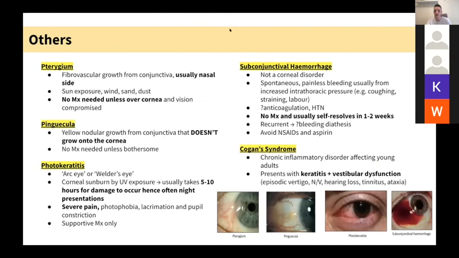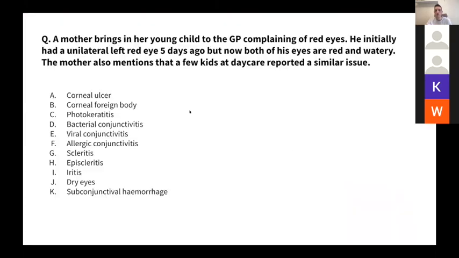These are some other ones you can go through in your own time. Might be like an MCQ or something on one of these, but not too important. So almost at the end, read through this one. Let me know what you think.